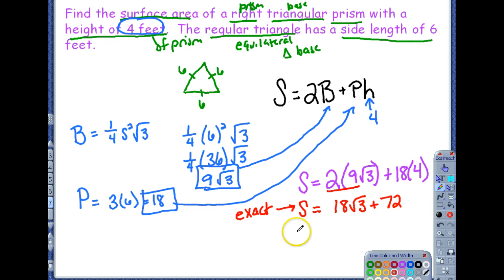When you type it in, you have to be careful, okay? When you type in the 18 radical 3, either just push enter and then plus 72, or close the parentheses first, because when you put in that radical, there's a parenthesis, and then you have to close it. Then push plus 72, and then push enter, and you have about 103.18 square feet. And again, we know we're talking about square feet because we're talking about area.